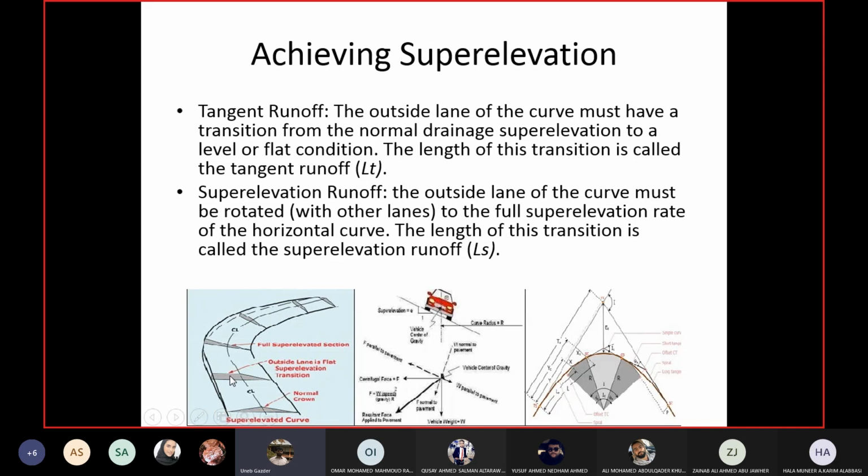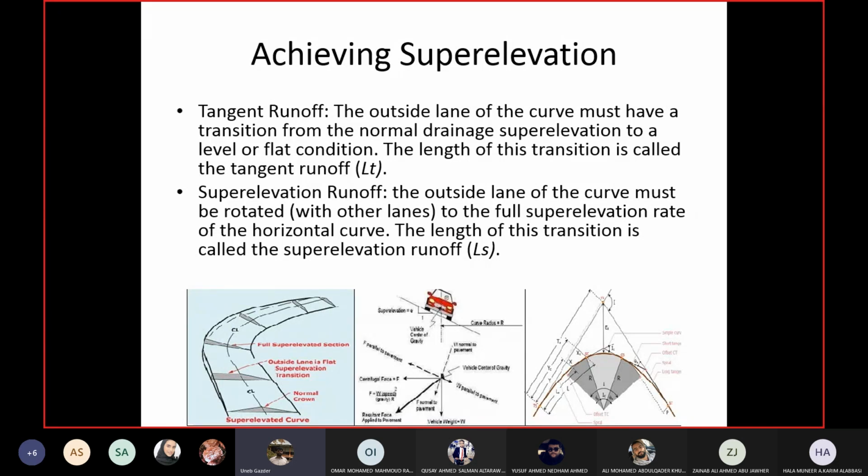Then from flat to full super elevation, which is the super elevation runoff, it happens on a transition curve. Like I said in the first lecture yesterday, we have some transitional elements as well, which are used to join the curve with the tangent. So this is the transition element now.